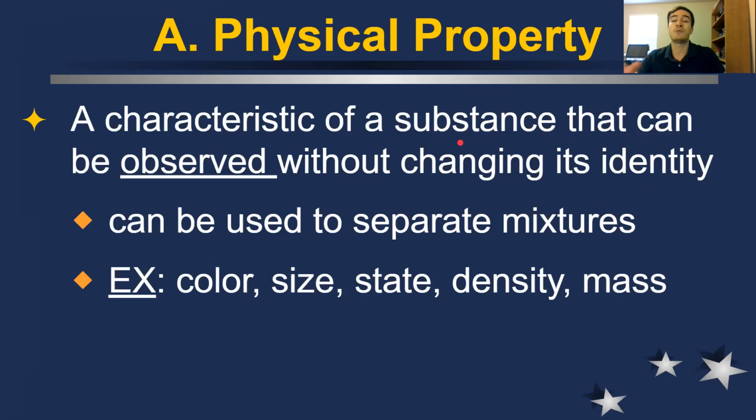A little bit later on, we'll talk about what we call it when something changes from one form, one type of substance, to another. But right now, we're just focusing on physical properties, which means the matter, the chemicals that we're looking at, are not changing. They're staying the same. So we can use physical properties to separate objects that are mixed together.